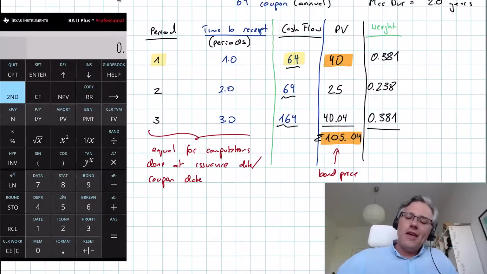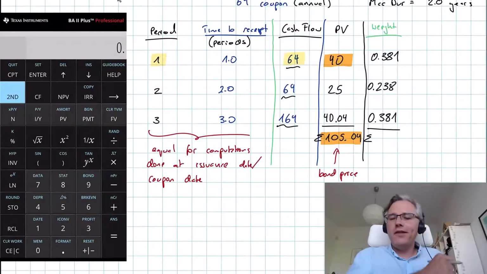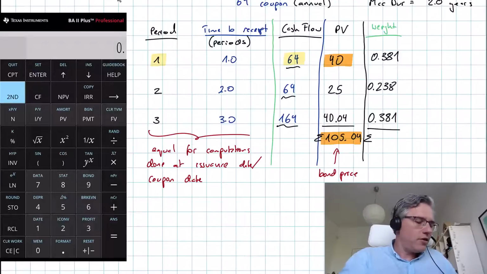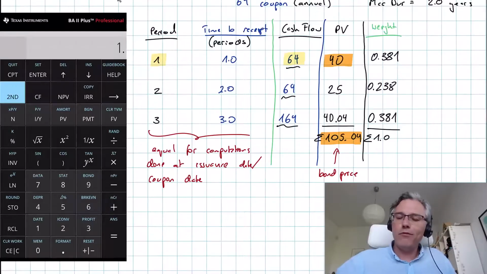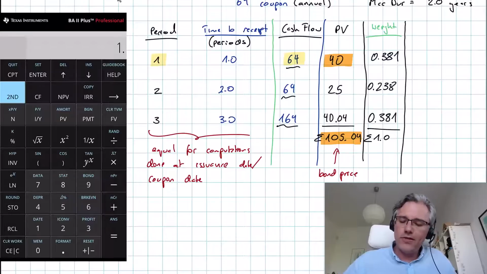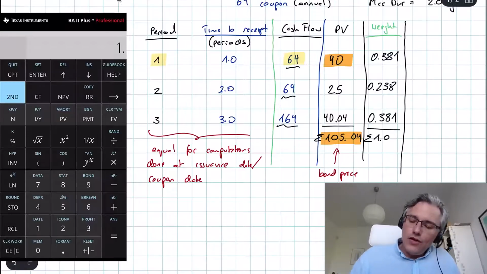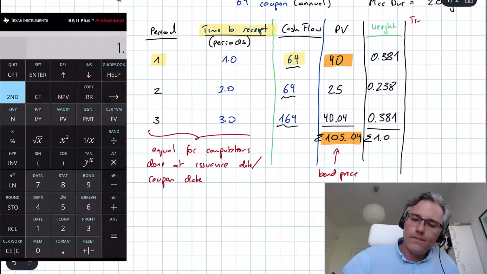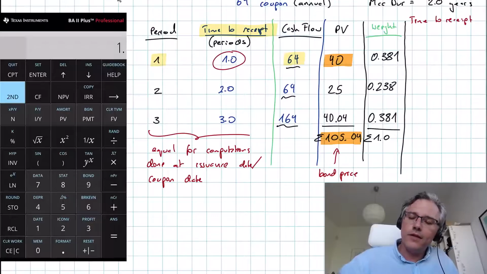Technically, there's no need to really do this, but if I sum up all these weights, I should get a result of 0.381 twice, at the top and at the bottom, plus 0.238, as you can see, it gives 1. All the weights sum up to 1, so 100%. And now the most important bit. You take the column labeled time to receipt and you multiply the value sitting there by the relevant weight.